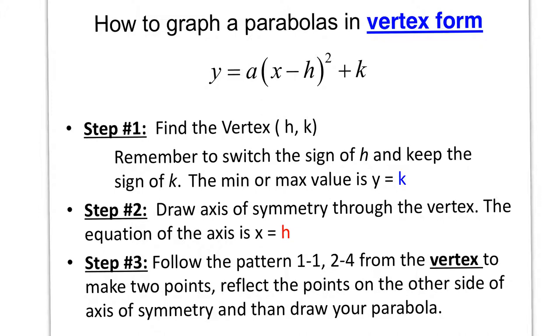Now the steps are very similar to when you graph a parabola or quadratic function in standard form. Standard form is y equals ax squared plus bx plus c, but the way you guys find the vertex is a little bit easier when it's in vertex form. It's kind of already given to you. And the axis of symmetry is still the same as standard form or vertex form, and the pattern is the same, 1, 1, 2, 4. So we are going to use those same steps, but it is in vertex form.